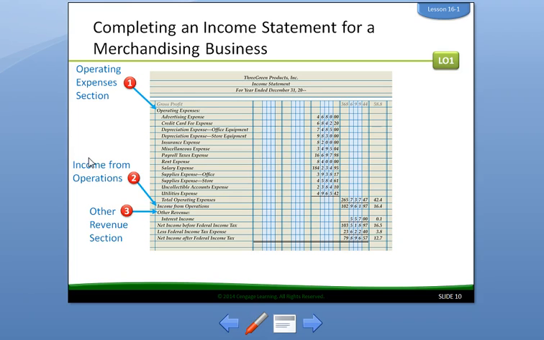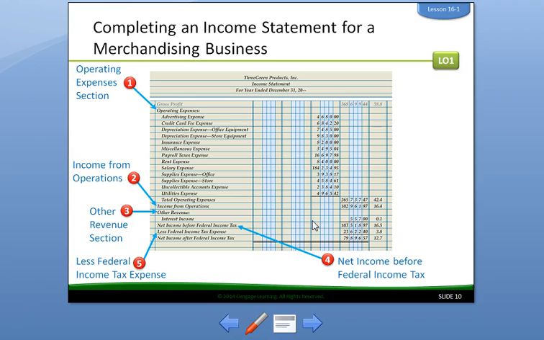Next, other revenue section. So in our other revenue, we indent and we need to write down interest income. We have the amount for interest income in that fourth column, and it is revenue, so it will get added in as we get there. So other revenue, interest income, and then net income before federal tax. Add those together, and we get net income before federal income tax. It is the income from operations plus other revenue.